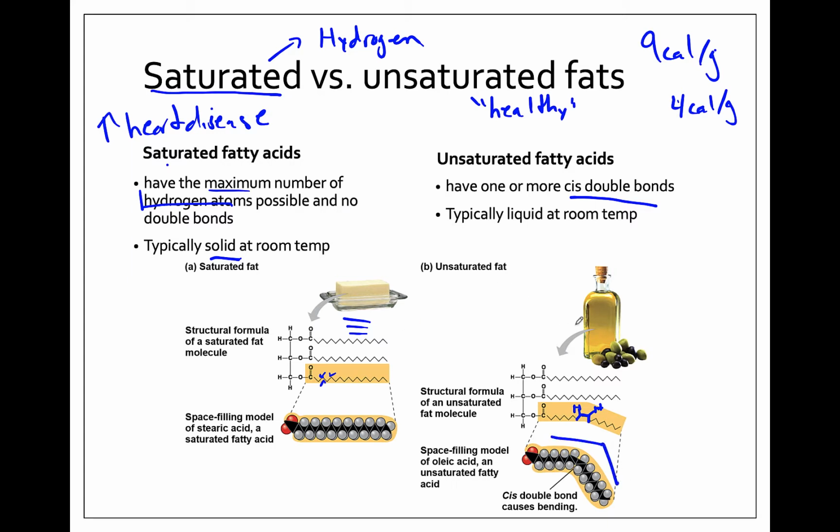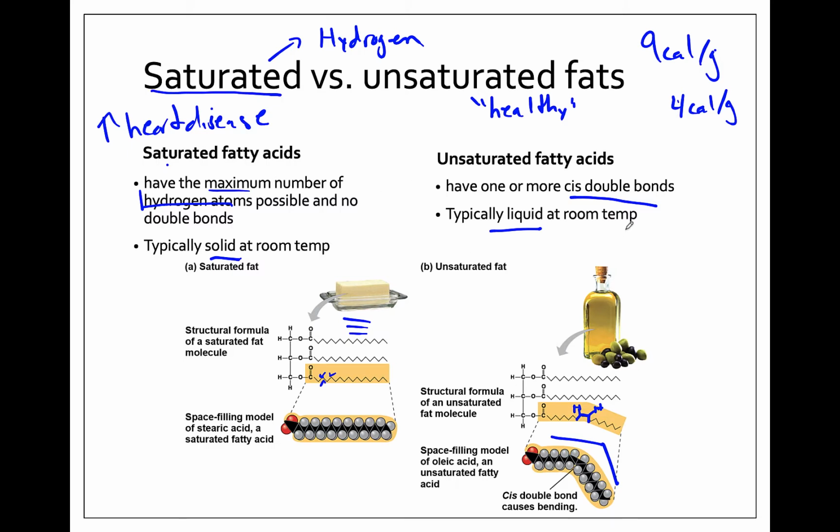And when a fat is bent like this, it takes up more physical space. And so you can't compact these molecules closely together as you could a saturated fat. And so these tend to be typically liquid. So the more saturated fat something has, the more solid it's going to be. The more unsaturated fat, the more towards liquid it's going to be.